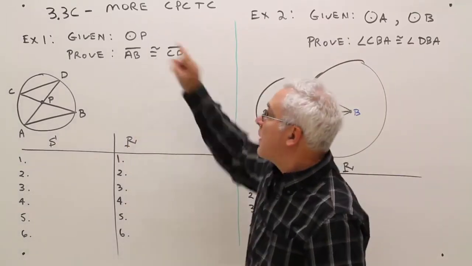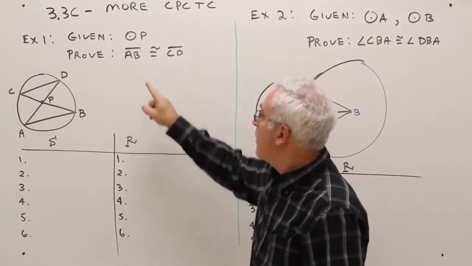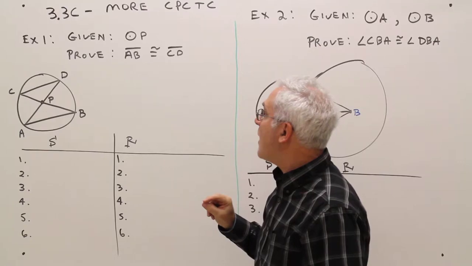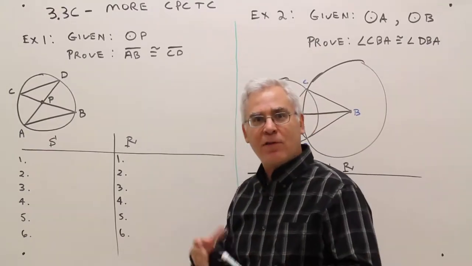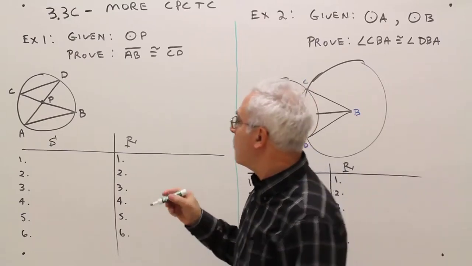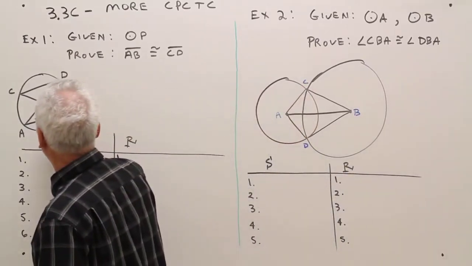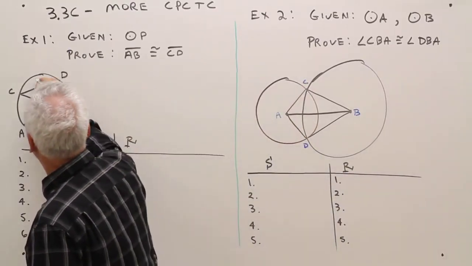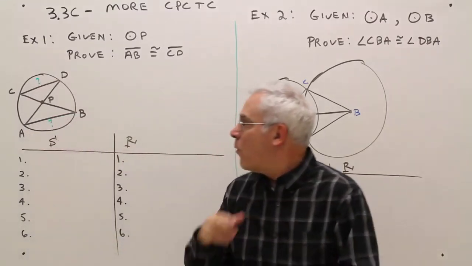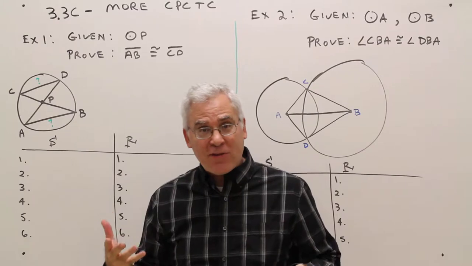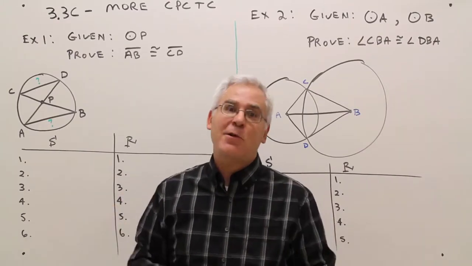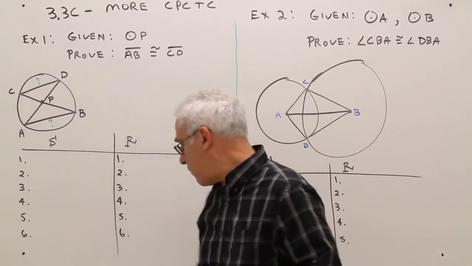Example 1, given circle P, prove that segment AB is congruent to segment CD. Sometimes I like to just find out what I'm trying to do, so I'll put a little question mark here and a little question mark there. Well, it looks like those are parts of triangles, so why don't I first try to get the triangles congruent, then I can use CPCTC to get the parts.